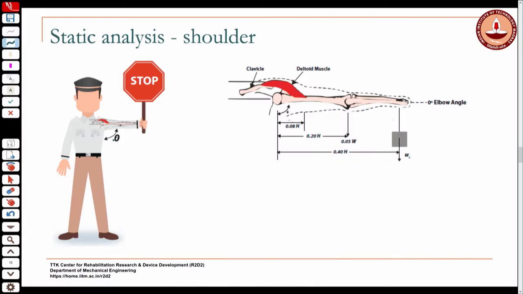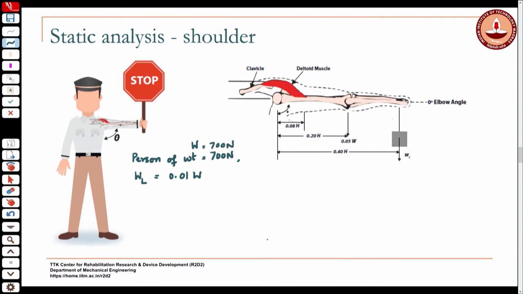So, let us say this person is of weight equal to 700 Newton. I am assuming about 70 kgs, an average man about 70 kgs, is holding up the stop sign. The weight of the load, let me say, is 0.01 times the weight of the person. W is 700, and 7 Newton meaning it is about 700 grams. The stop sign is about 700 grams.